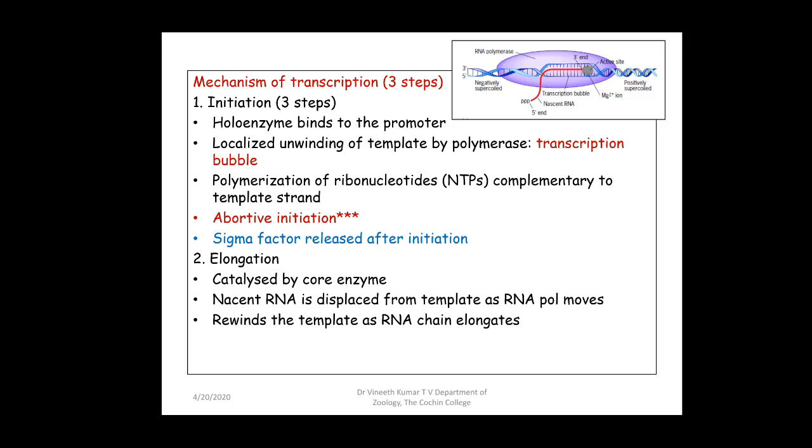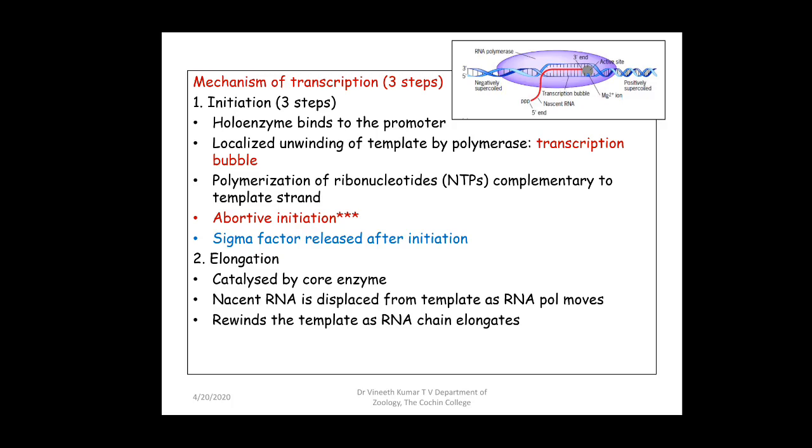That means if it halts at polymerizing 6 nucleotides, again it will remove them and start synthesizing. If it halts at 9, again it will remove the nucleotides it synthesized. So the synthesis continues till it synthesizes more than 10 nucleotides in a single step, and this particular process is called abortive initiation.